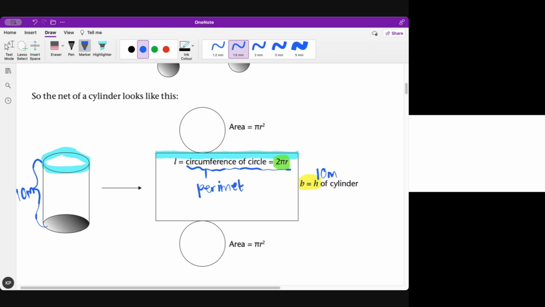So the top side and the bottom side are areas. The area will work out the circle parts. Does that make sense? Okay, okay. So we use the formula for area for the circle parts of this shape, but the formula for circumference only tells you the length of this rectangle. Does that make sense? Oh yeah, now I understand.